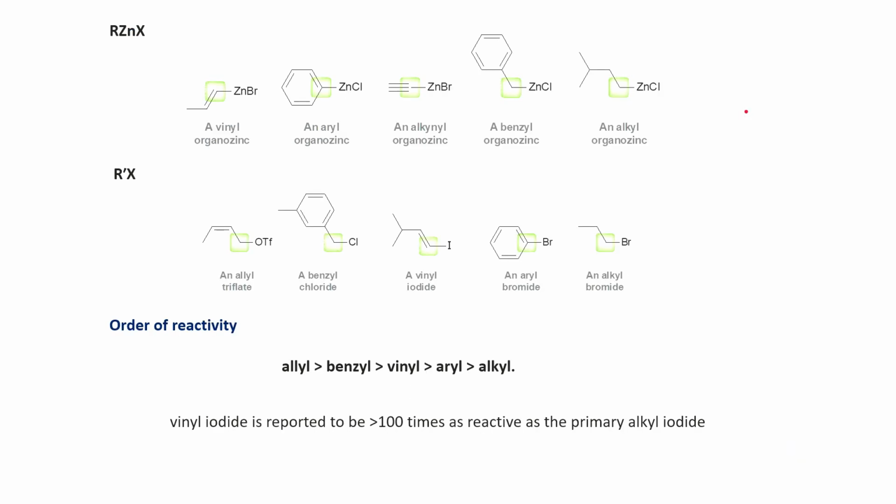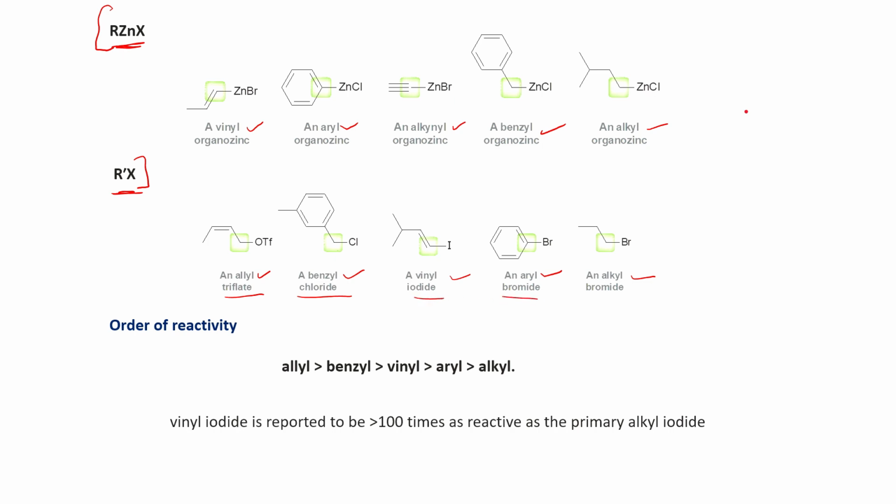In the organozinc compound, what can R be? Your R can be a vinyl group, aryl group, alkynyl group, benzyl and alkyl group. And R prime X is your organoelectrophile. Your organic part can be allyl, benzyl, vinyl, aryl and alkyl. And X, the leaving group, can be triflate and halides like chloride, iodide, bromide.